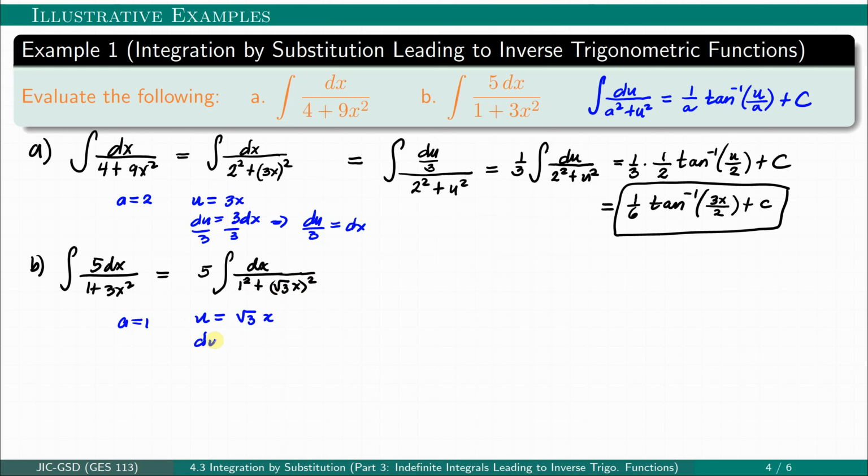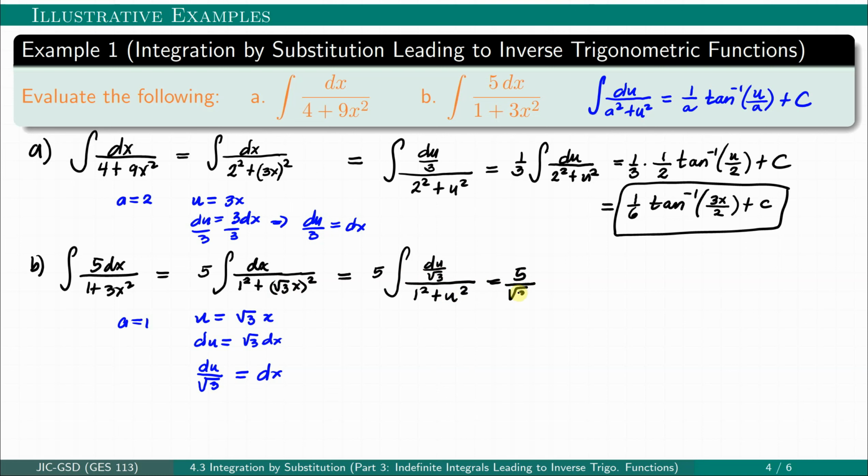And therefore, if we take the derivative of both sides, this will be du, and this will be square root of 3 dx. Now what we need here is just dx, so we can divide both sides by square root of 3. So this will be du over square root of 3 equals dx. Rewriting now our integral, this will be 5 multiplied by dx, and dx is just du divided by square root of 3. Everything is divided by 1 squared plus, well, square root of 3x is actually u, and this is raised to the second power.